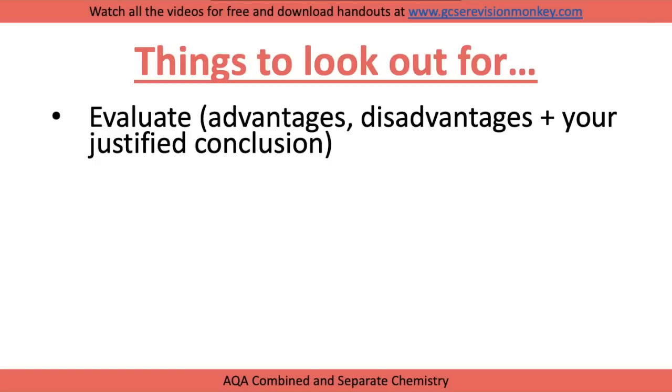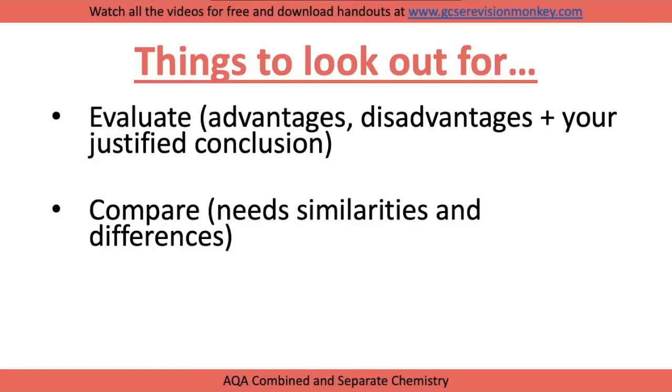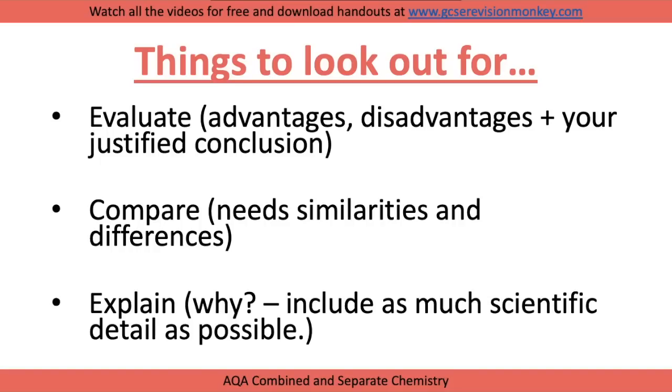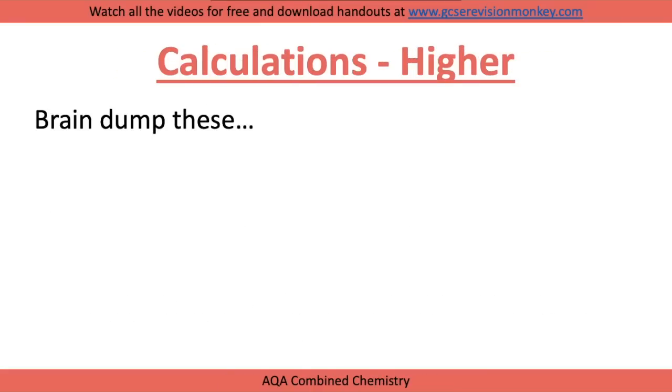is best and why. For compare, again, it won't tell you, but it expects you to write similarities between two things as well as differences. And also explain questions, they want you to say why, so include as much scientific detail as possible when you're answering explain questions. So having a look at calculations, 20% of paper 2 is calculations.